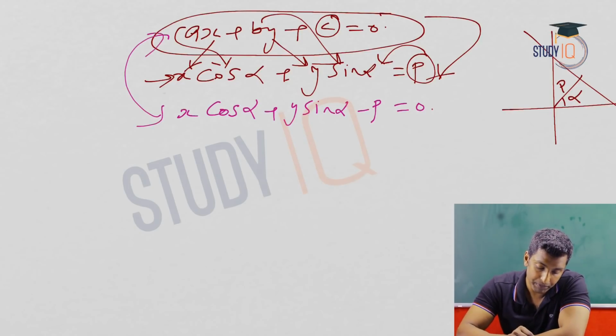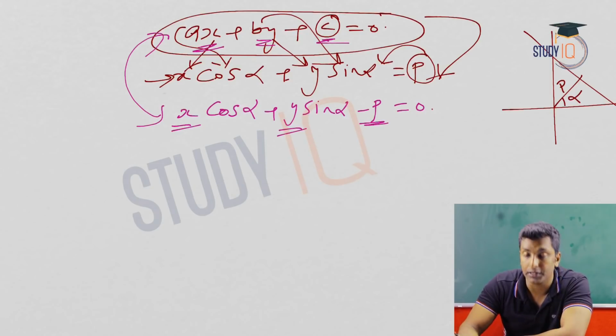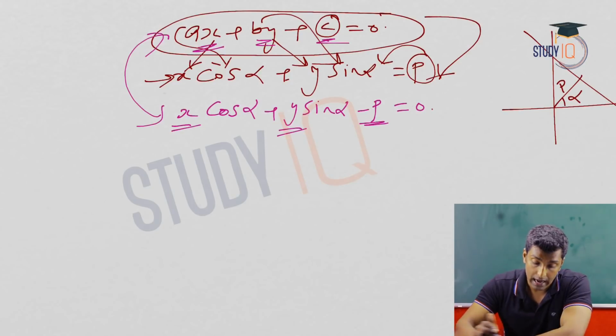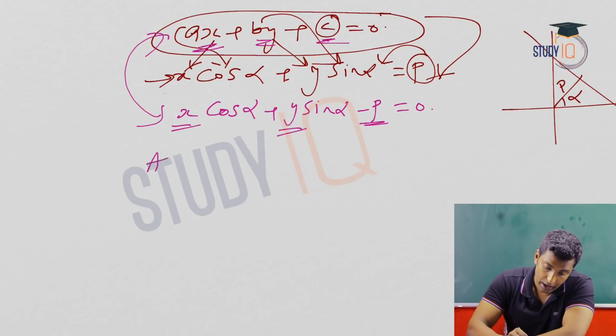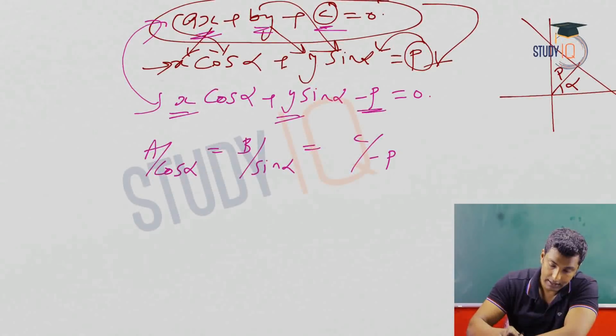Then these two are looking similar because this is the coefficient of x, this is the coefficient of y, and this is a constant, because p is the length, that is constant only. Okay, now I can compare. So a by cos alpha equal to b by sin alpha equal to c by minus p. Okay, no issue with this, right?